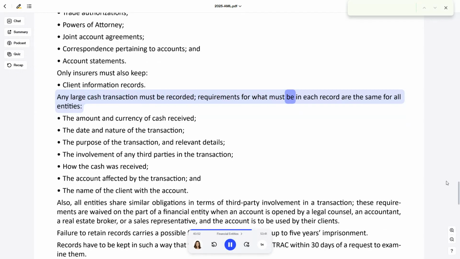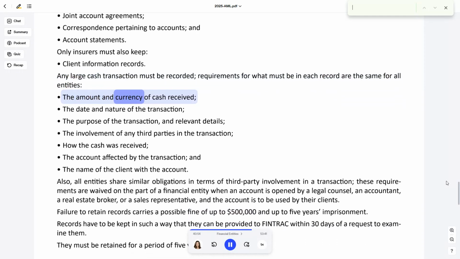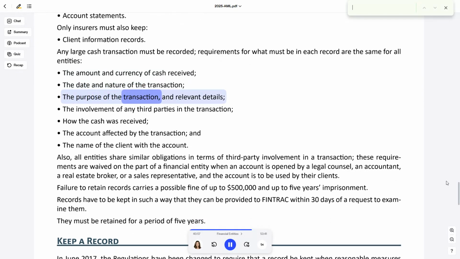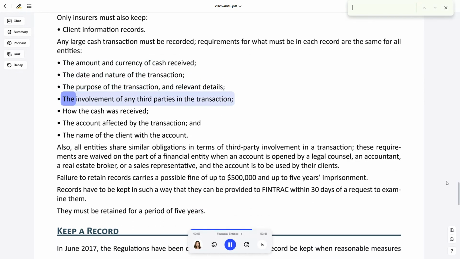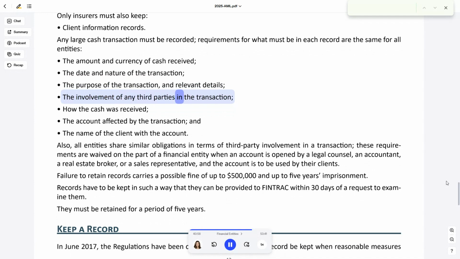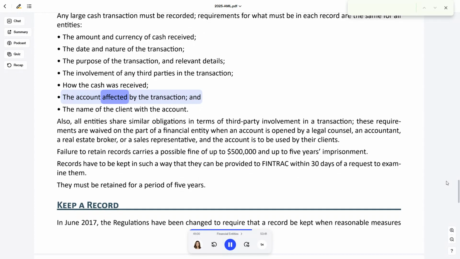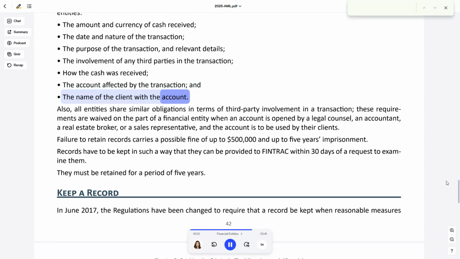Requirements for what must be in each record are the same for all entities: the amount and currency of cash received, the date and nature of the transaction, the purpose of the transaction, and relevant details, the involvement of any third parties in the transaction, how the cash was received, the account affected by the transaction, and the name of the client with the account.